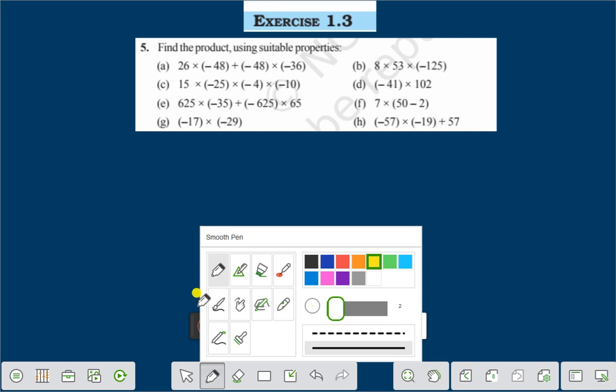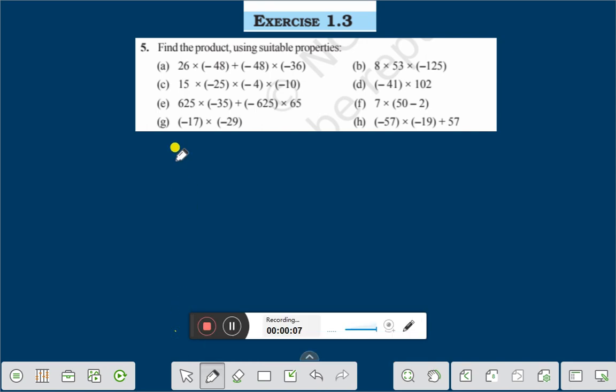Today we shall discuss exercise 1.3, question number 5, that is 5F. We will solve question number F. In question F you see here, that is 7 into 50 minus 2.